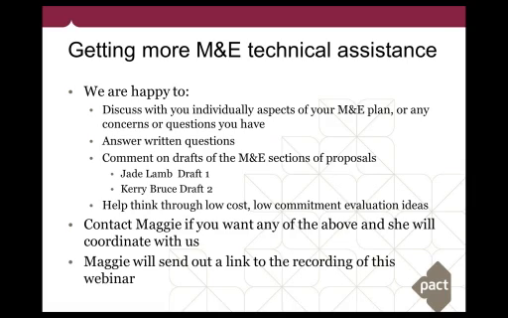I'm available to look at the first draft, and if you're able to get a second draft done, then Carrie, who's my colleague sitting with me, will be looking at the second drafts. We're also happy to help you think through some low-cost, low-commitment evaluation ideas. So basic ways of collecting data that might be a little bit more systematic than just success stories.